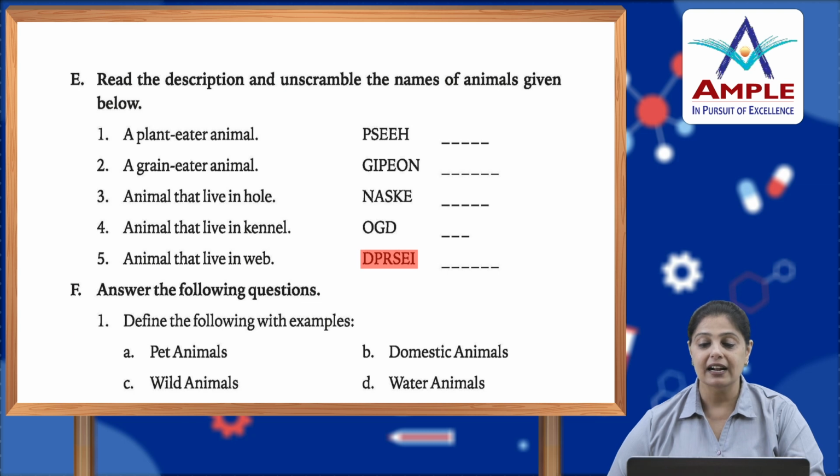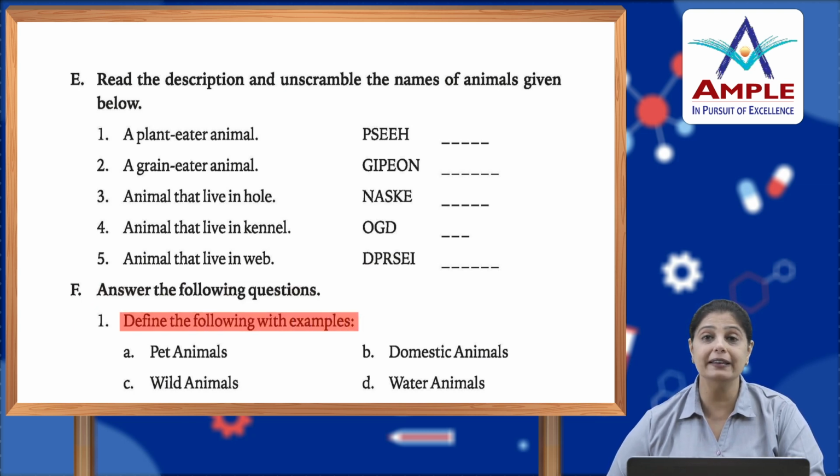P-I-G-E-O-N, pigeon. S-N-A-K-E, snake. D-O-G, dog. Okay, S-P-I-D-E-R, spider. Alright, now answer the following questions. Define the following with examples.